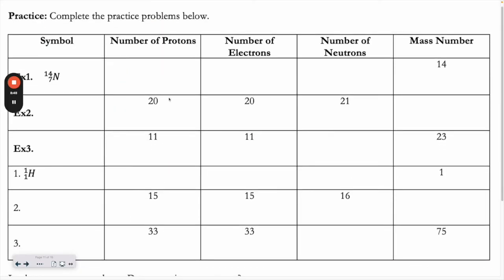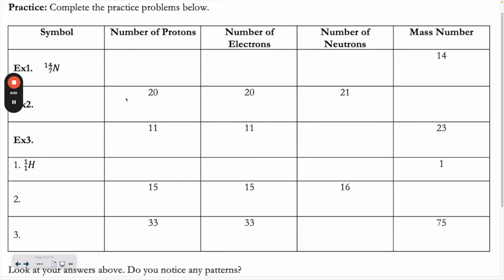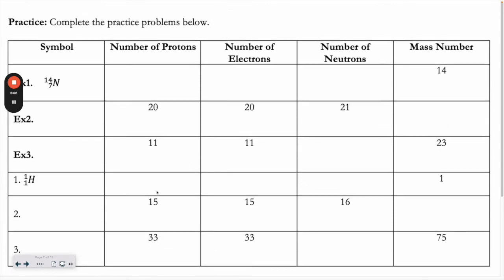All right, so I'm going to do 3 example problems with you, and then I'm going to have you do practice on your own. So when we look at this symbol here, this number on top is my mass number.